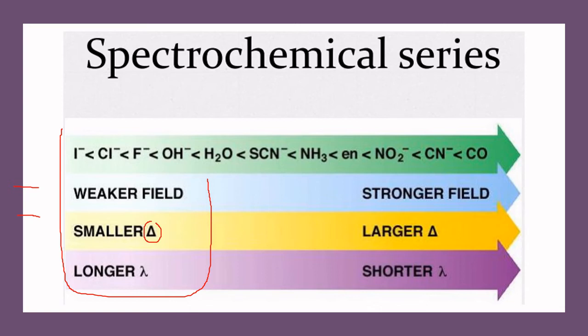And these ligands always show a longer wavelength compared to the right side ligands. Then if you look at the right side ligands here, these are stronger field ligands, meaning they are strong ligands, which when we draw the d-splitting diagram, the delta energy is very large. And these compounds usually show a shorter wavelength.